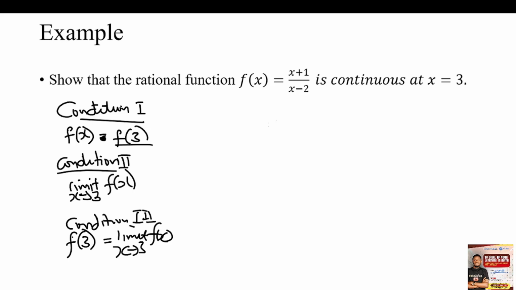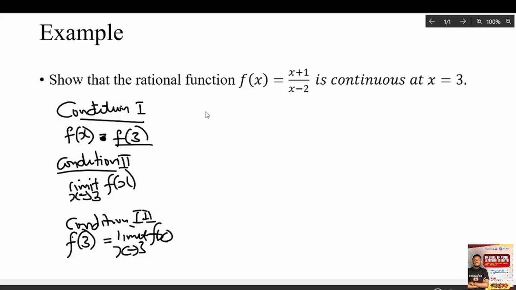Okay, so now let's check this. Now with the first condition, is the function defined at 3? In this case, we just substitute the value of x into the function. We are finding the value of y as x is equal to 3, if such a thing exists. When we substitute, we are going to have 3 plus 1 on 3 minus 2, and that gives us 4 on 1, which is equal to 4. So now the first condition is satisfied, meaning that the function is defined at x equals 3.